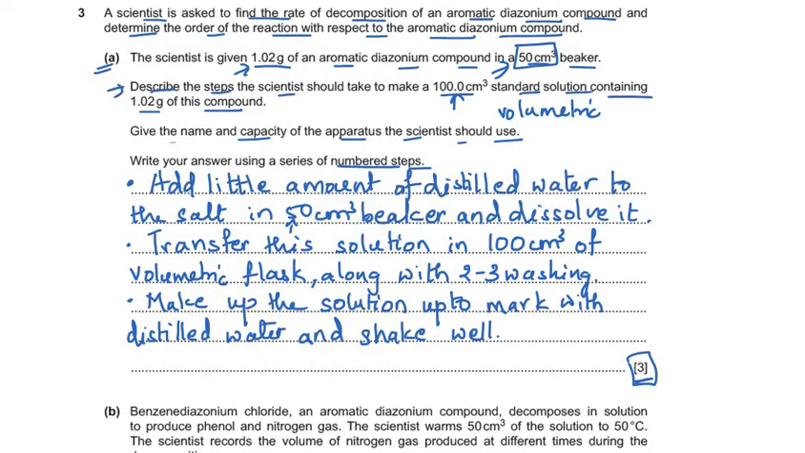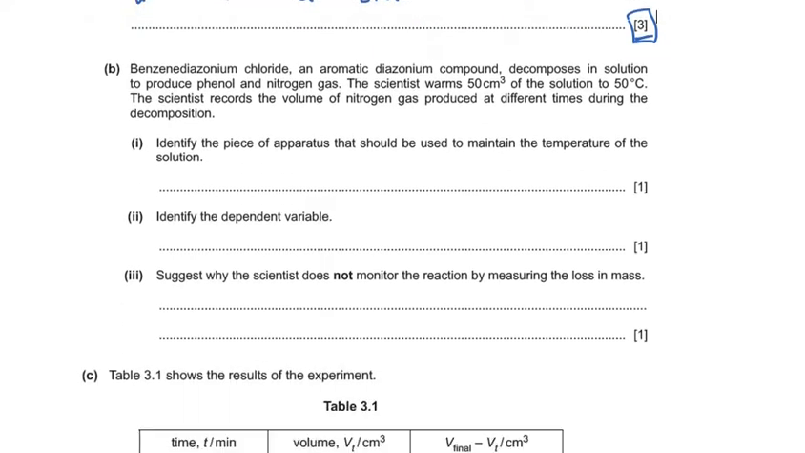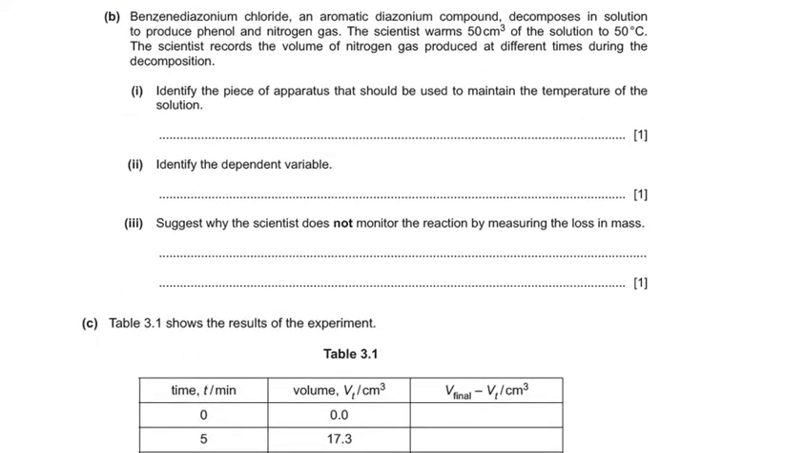So let's go ahead with the next sub question, where it says that benzene diazonium chloride, an aromatic diazonium compound, decomposes in solution to produce phenol and nitrogen gas. So now what is happening? A reaction is happening where this compound is decomposed into phenol and nitrogen gas.